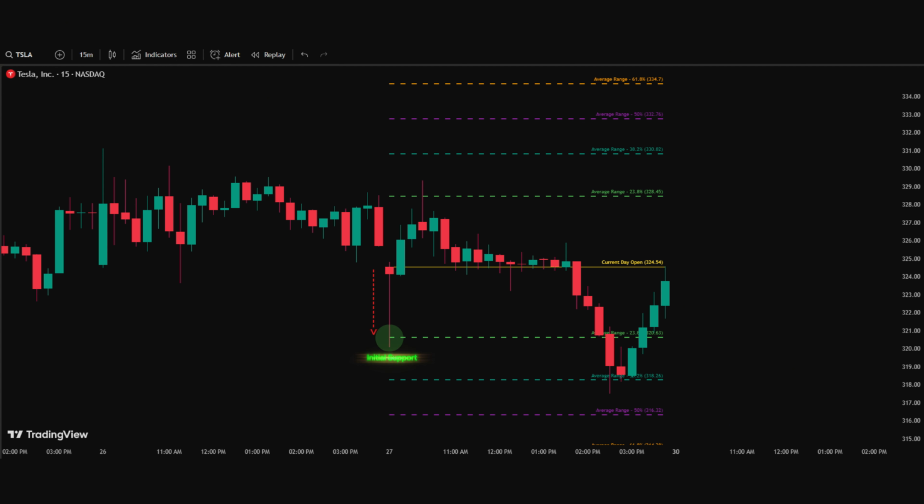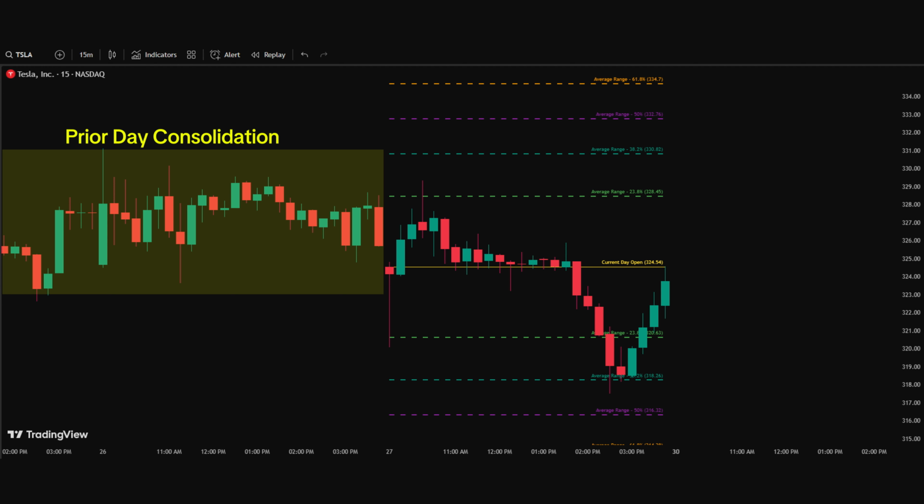Immediately following the opening bell, sellers pushed the price lower, where it found initial support at the 23.8% Fibonacci level below the current day's open, indicating early buyer interest at this retracement zone. Buyers then managed to drive the price back up to the 23.8% Fibonacci level above the current day's open. Given the prior consolidation zone to the left, it's not unexpected that price encountered resistance at this level and subsequently retraced back to the opening price.